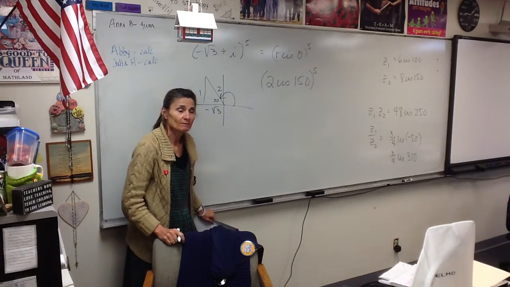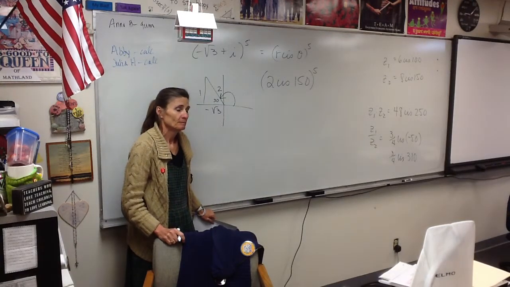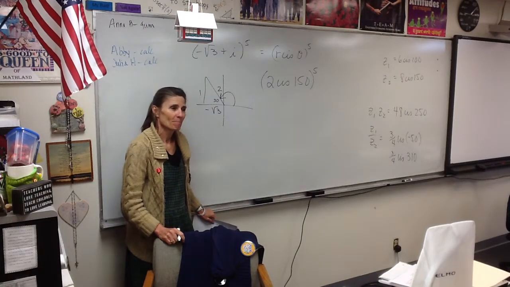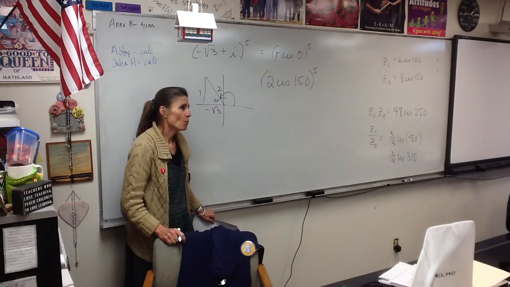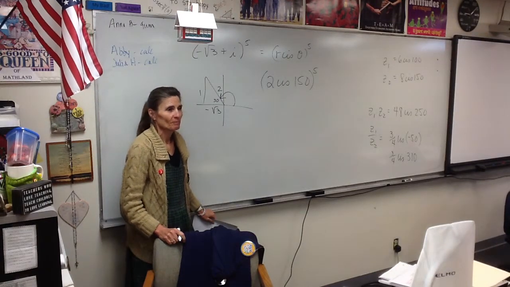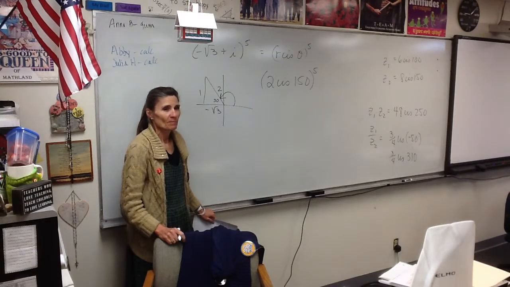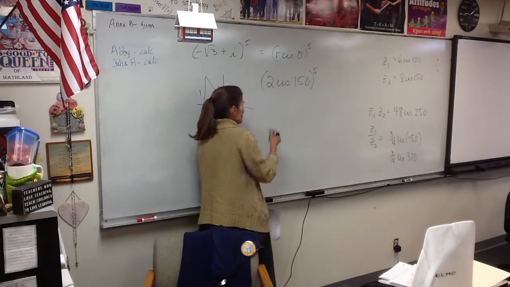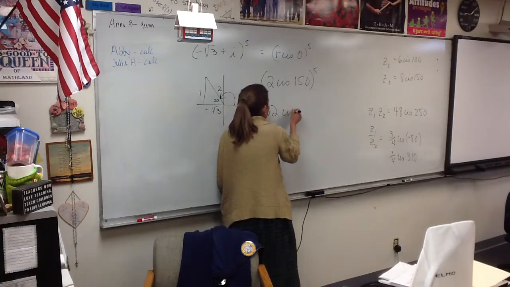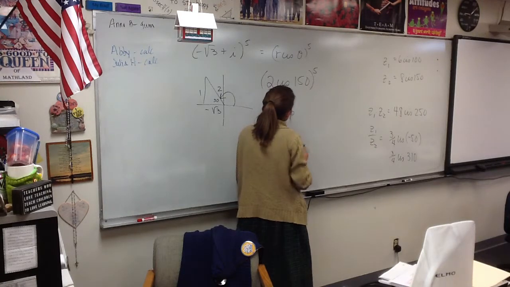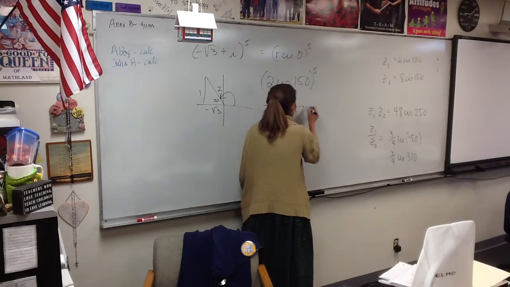Do you remember? No one remembers? What am I just saying? 2 to the 5th. Yeah, that's what I was saying. 2 to the 5th is 32. And then 150 times 5, which is 750.